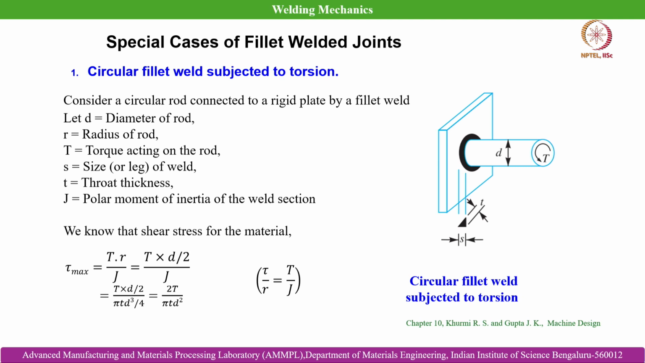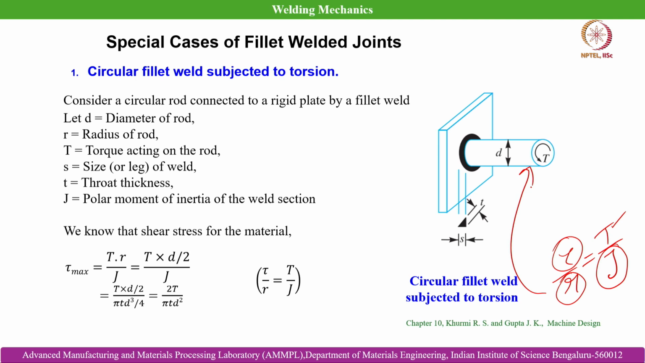Now moving on to another special case of fillet welded joints, which deals with a circular fillet weld subjected to torsion. This is a circular fillet weld, welded all around the periphery of a solid circular rod that is welded with this base plate. Here small d is the diameter of the rod, r is the radius of the rod, T is the torque acting over the rod, small s is the size of the weld, t is the throat thickness, and J is the polar moment of inertia. As we know from the formula, tau by r is equal to T by J, where T is the applied torque, J is the polar moment of inertia, tau is the shear stress, and r is the radius of this circular rod.